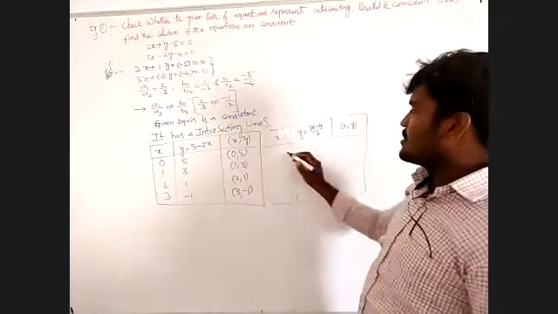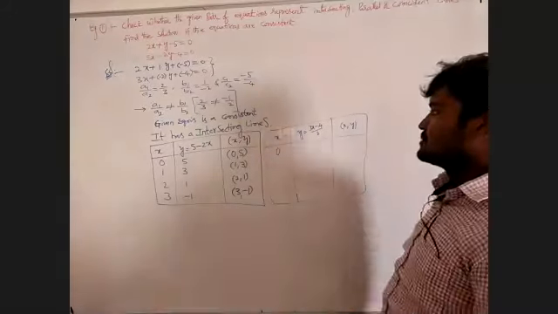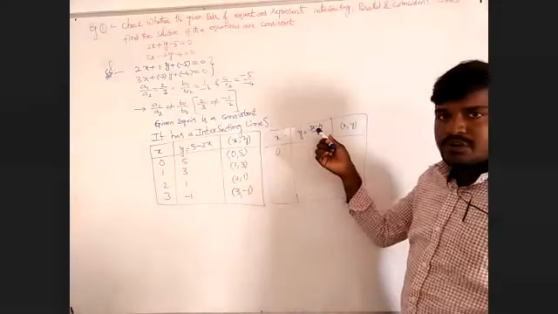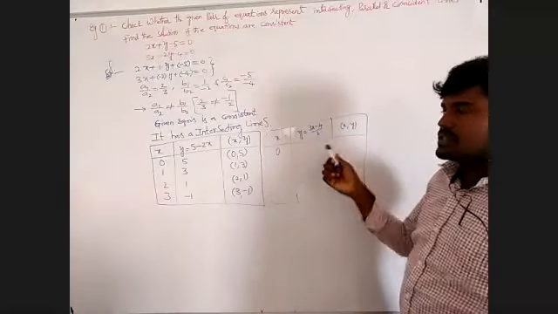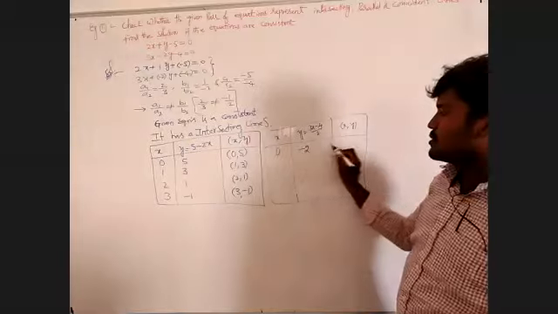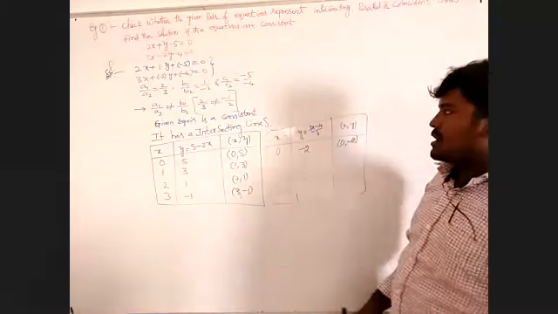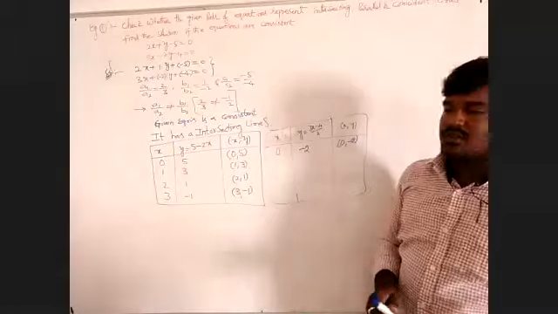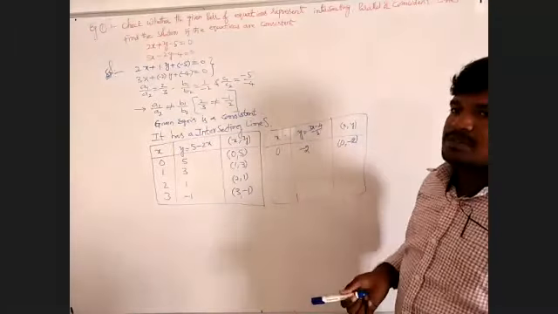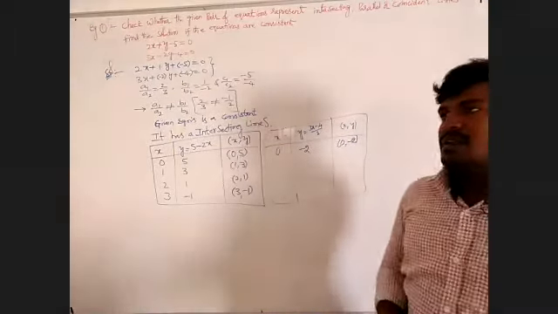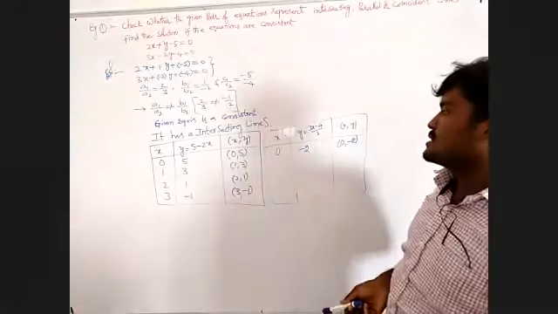Here, first we have to take x equals 0. 3 into 0 becomes 0. 0 minus 4 by 2 becomes minus 2. That is plotted at (0, -2). Next, let x equal 1. 3 minus 4 becomes minus 1. Minus 1 by 2 becomes 0.5.